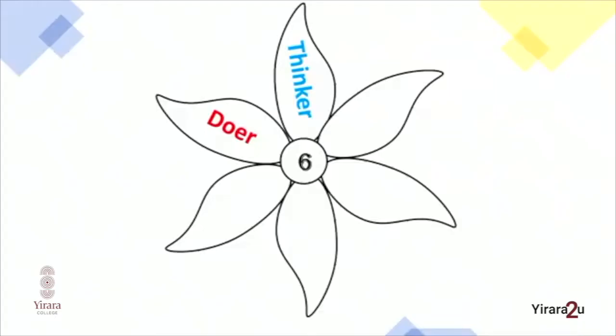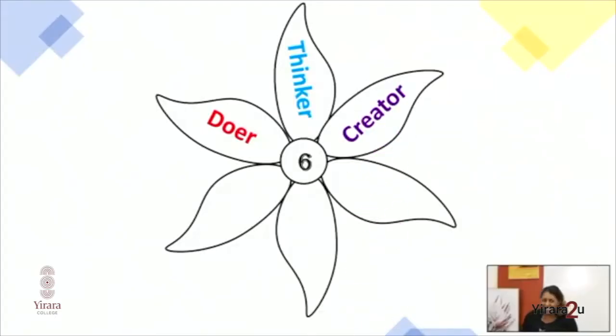Number 3, we've got a creator. Those people that love the music. They love dancing, they love music, they love painting, all the things I don't like. No, that's not me. Right, so we've got the doer, thinker, creator.